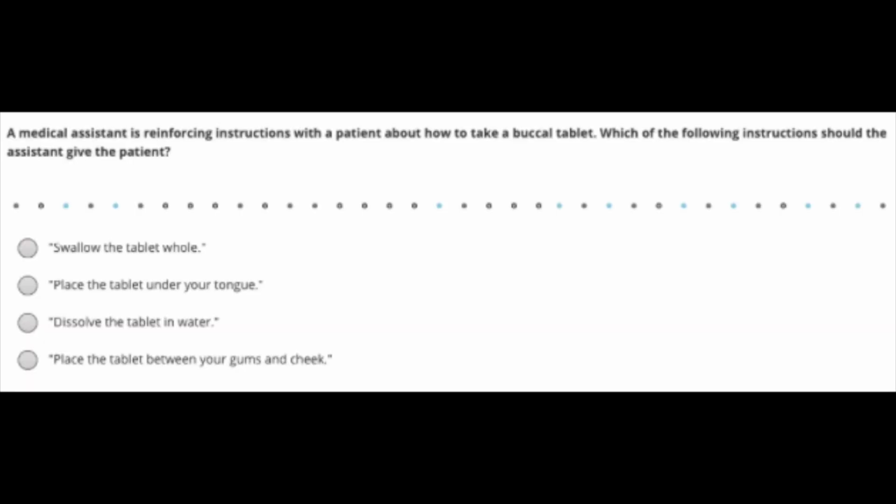First question is, a medical assistant is reinforcing instructions with a patient about how to take a buccal tablet. Which of the following instructions should the assistant give the patient? A, swallow the tablet whole, B, place the tablet under your tongue, C, dissolve the tablet in water, or D, place the tablet between your gums and cheek. A buccal tablet is one that you are going to place in between your gum and your cheek. So that is going to be the answer, D.